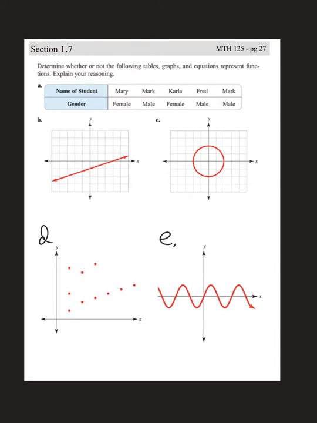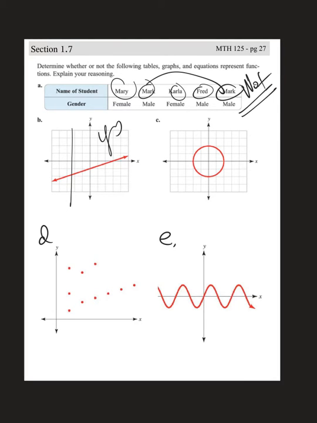Okay, so if I look at A, I have Mary, Mark, Carla, Fred. Mark repeats, not a function. B does pass the vertical line test, so we're going to say yes, it's a function. C does not pass the vertical line test, so this is a no, not a function.